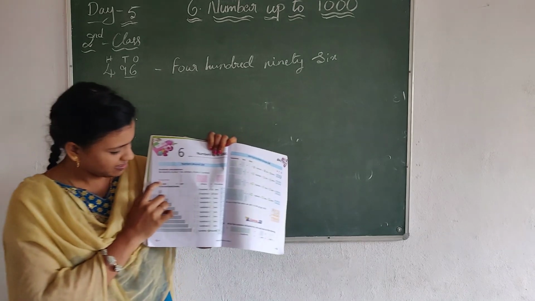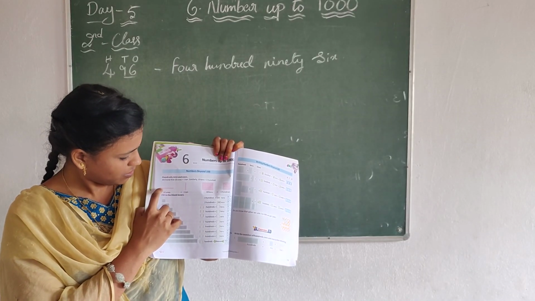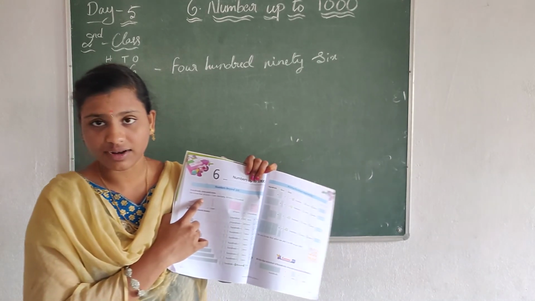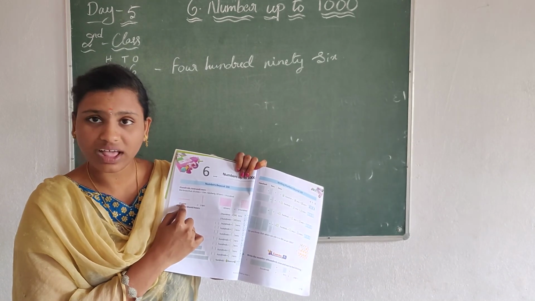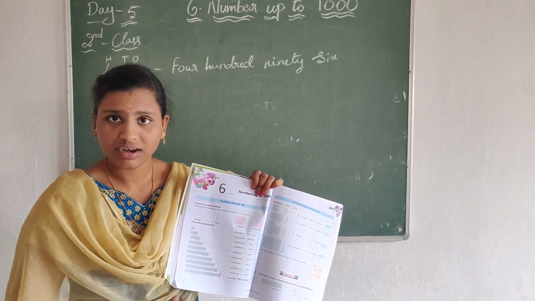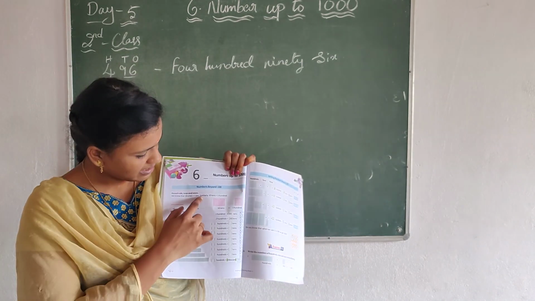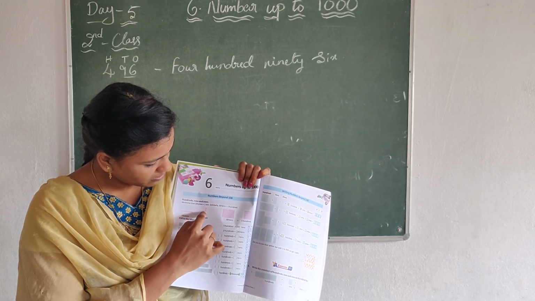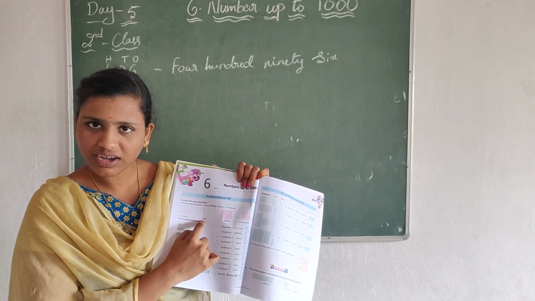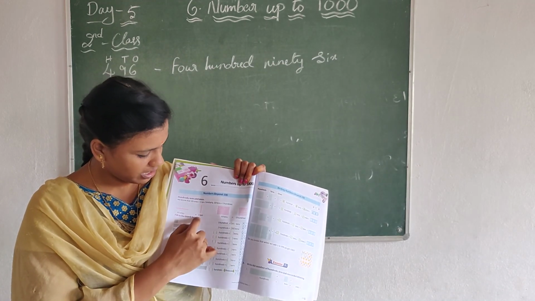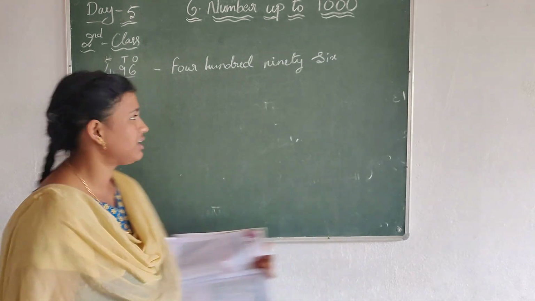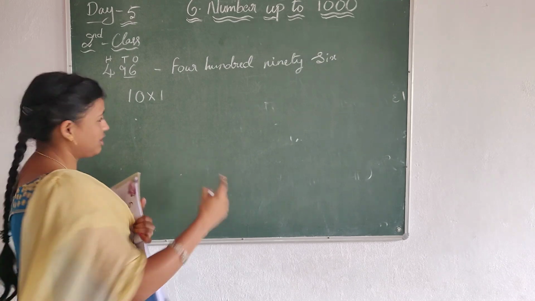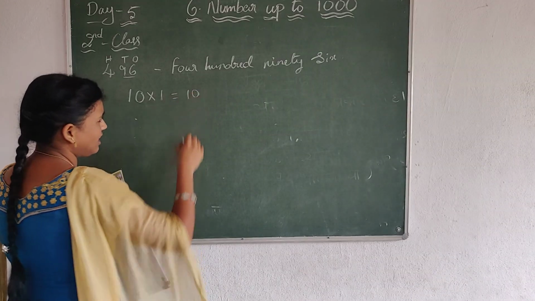Let's see the first image. How many ones are there? 1, 2, 3, 4, 5, 6, 7, 8, 9, 10. 10 boxes are there, so 10 ones. Let's gather these 10 boxes in a box. How many boxes are there in one box? 10. So 10 ones equal to 1 ten. So 10 ones equal to 10.